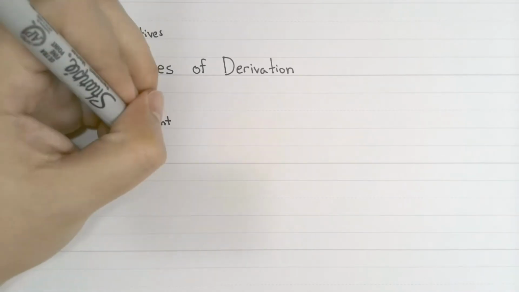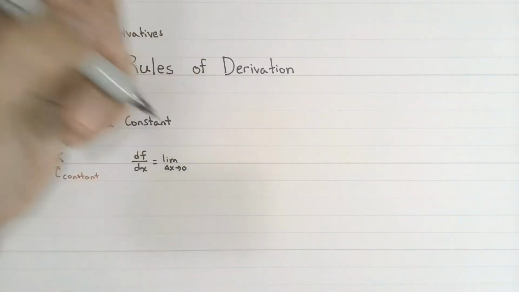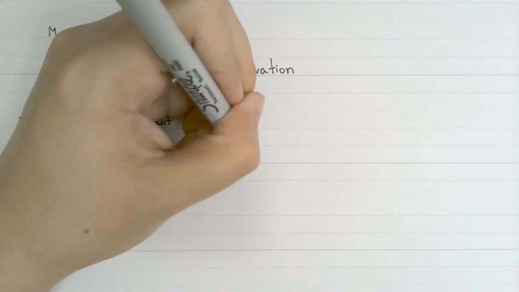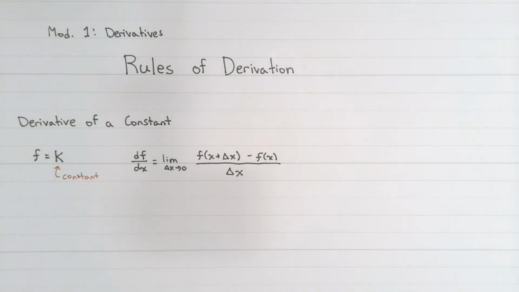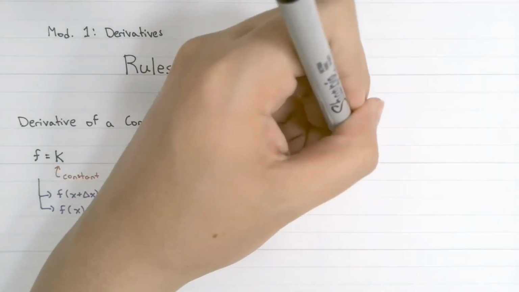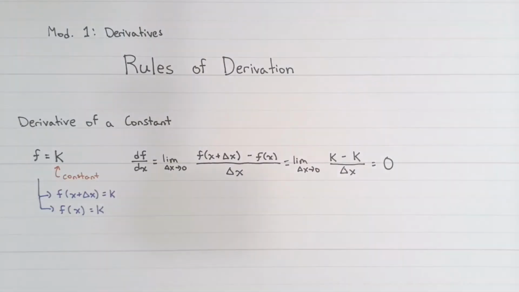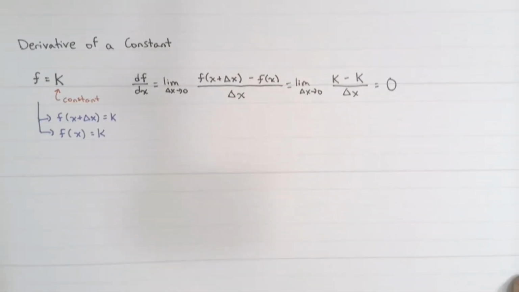In this case, we can take the limit of f at x plus delta x minus f at x and divide it by delta x. Of course, f at x plus delta x is simply k, and f at x is also k, so k minus k equals 0. It follows that the derivative of a constant is 0.